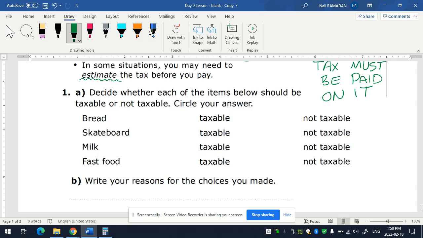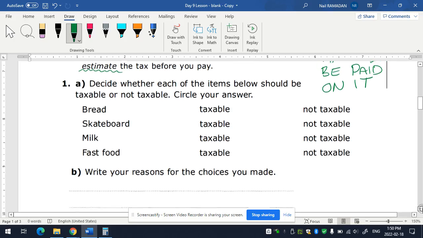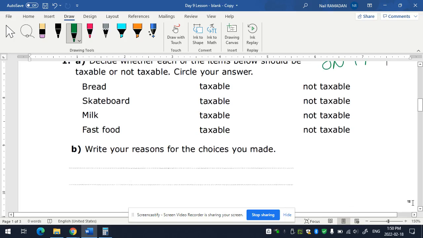You know, always happening is the debate about the soda tax and the fast food. I'm not sure if the soda tax actually went through in some of the states, but there's always got to be a debate about it. So that means write your reasons for the choices you made. I just want you to write one thing, everyone.